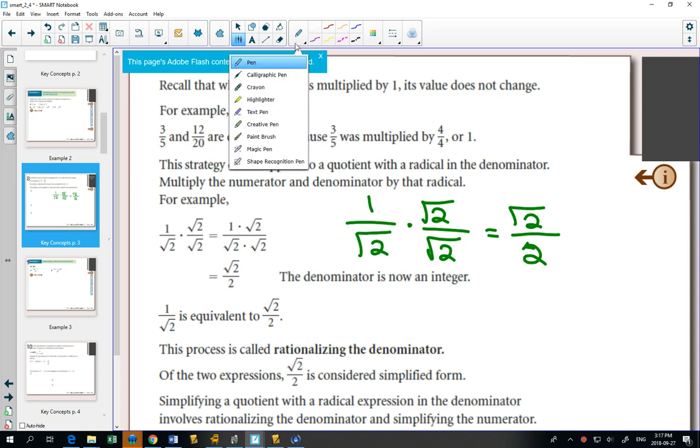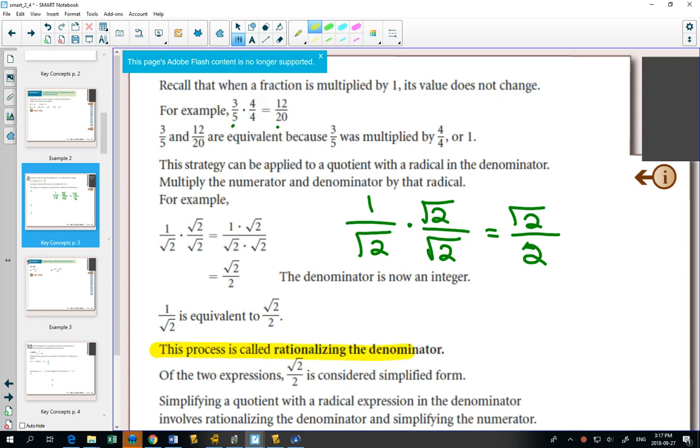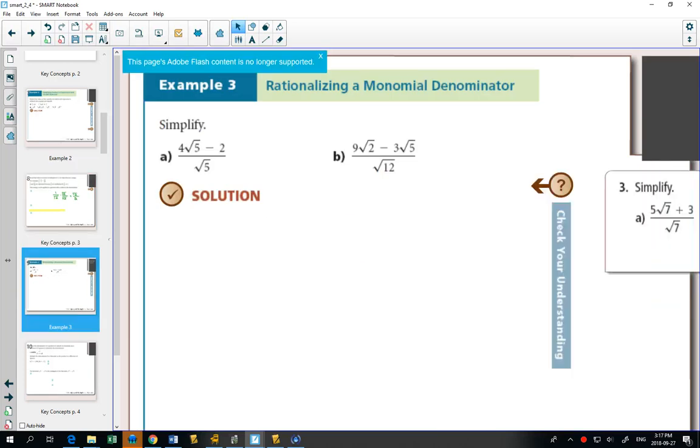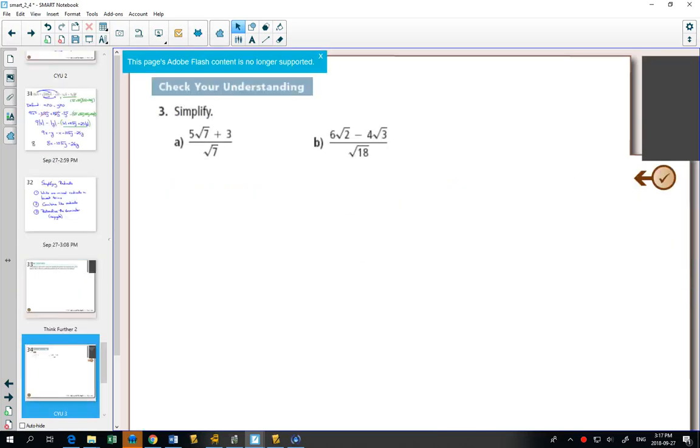So if you want to highlight, this is called rationalizing the denominator. And now when we have the word simplify, we have to rationalize the denominator as well. Just the definition of rationalizing the denominator.